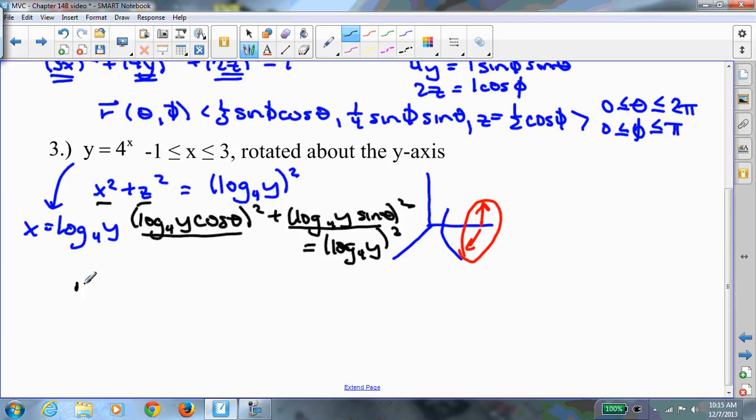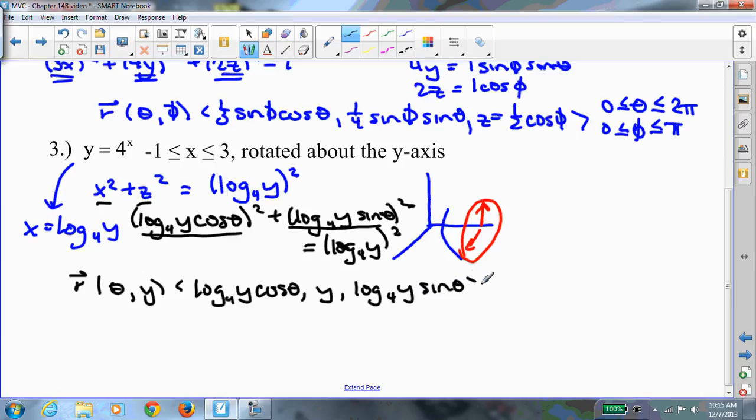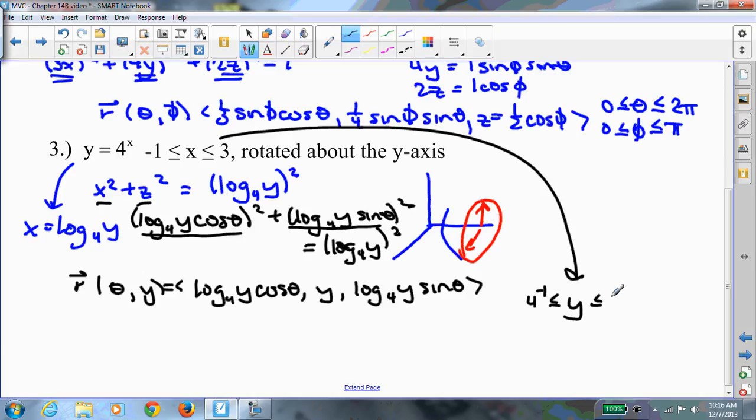So my parameters for this parametric surface would be theta and y. X component, like I said, is log y base 4 cosine theta. Y is the variable I didn't change, so I'm going to leave that as a y. And then my z component is log y base 4 sine theta. And now for my bounds. So x was originally between -1 and 3, y equals 4 to the x, so that means that y has to be between 4 to the negative first and 4 to the third. Theta is my other parameter. Since it's coming from cosine theta and sine theta, theta is going to be between 0 and 2 pi.